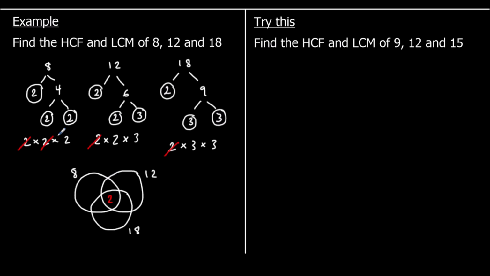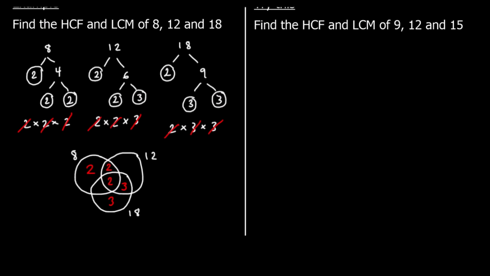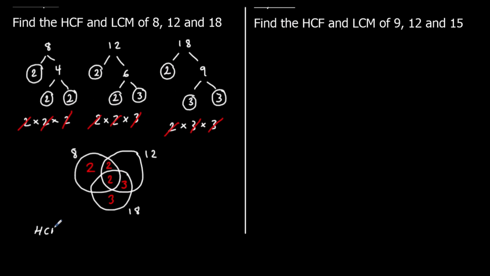8 and 12 have both got another 2. So in the 8 and the 12 circle, we've got another 2. And 12 and 18 have both got a 3. So 12 and 18 share a 3. And then there's another 2 in the 8 circle, nothing else for the 12 circle, and a 3 for the 18 circle. So the highest common factor, there's only one number in the middle, so it's just 2.